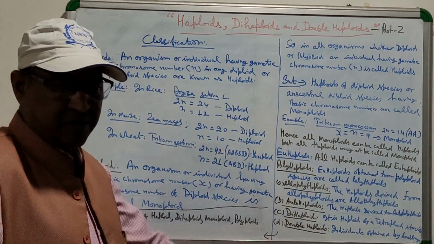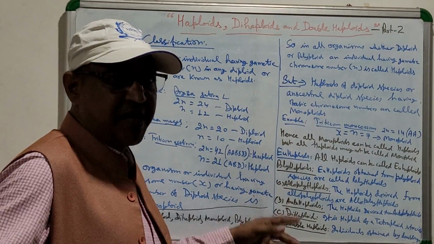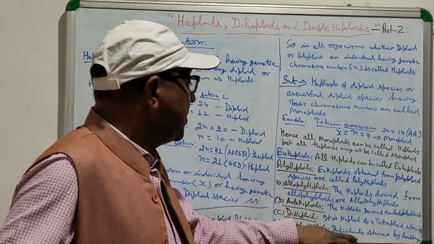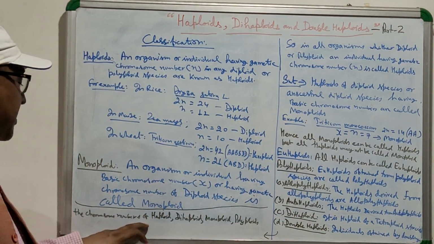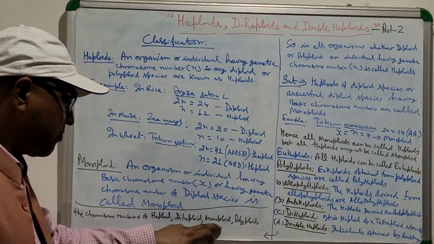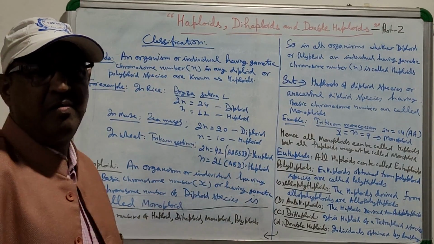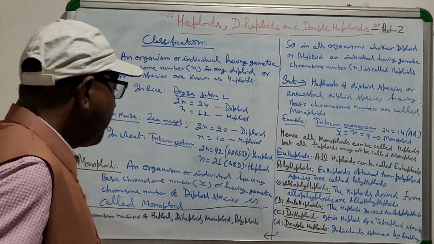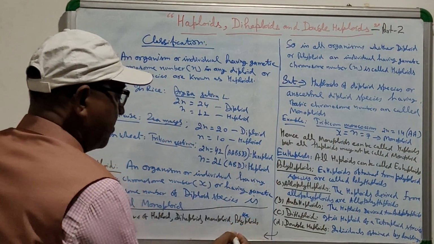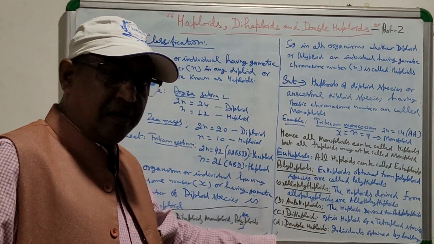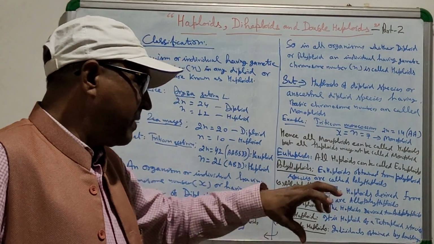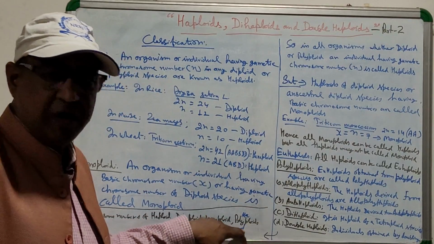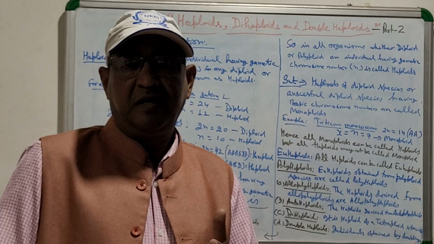But what happens to the double haploid? There should not be any confusion between dihaploid and double haploid. What is a double haploid? This is a man-made haploid, you can say. Individuals obtained by doubling the chromosome numbers of haploid, dihaploid, monoploid or polyhaploid are called double haploids. This is very important.